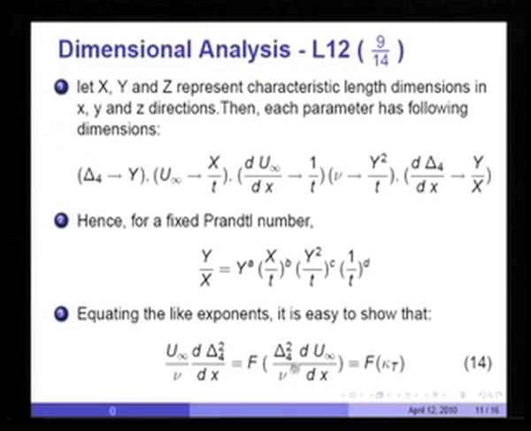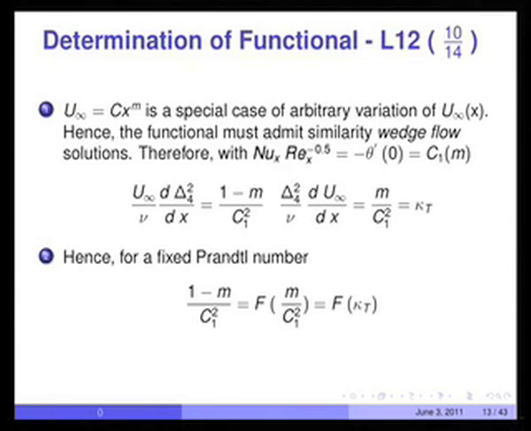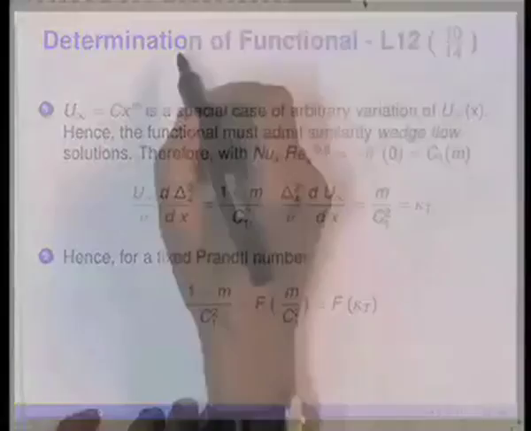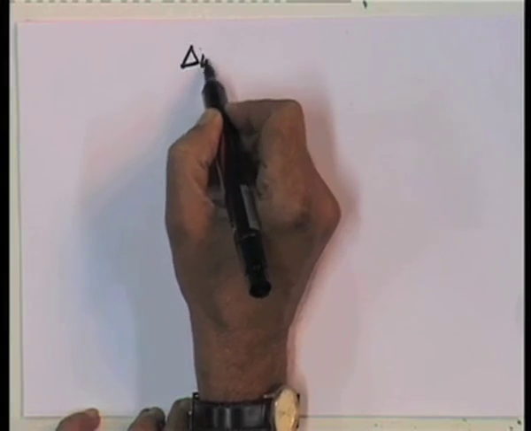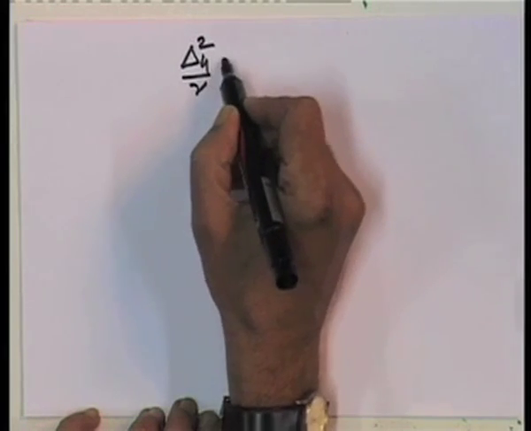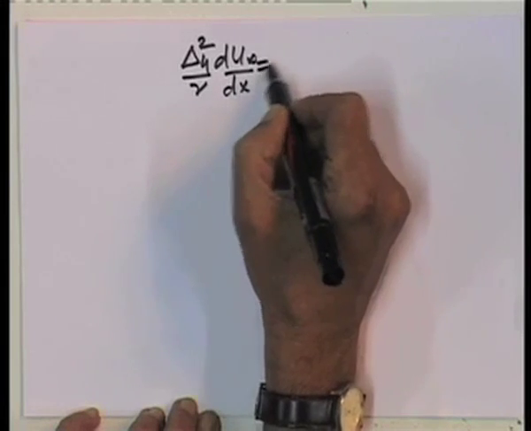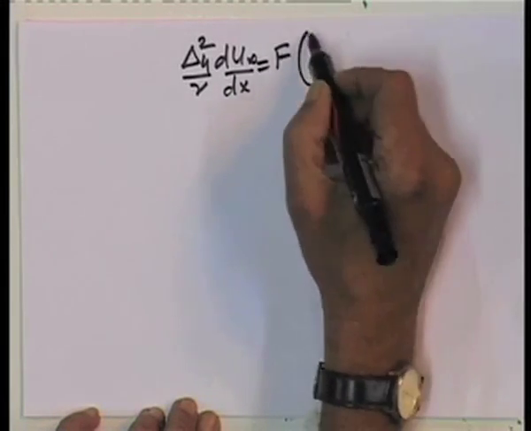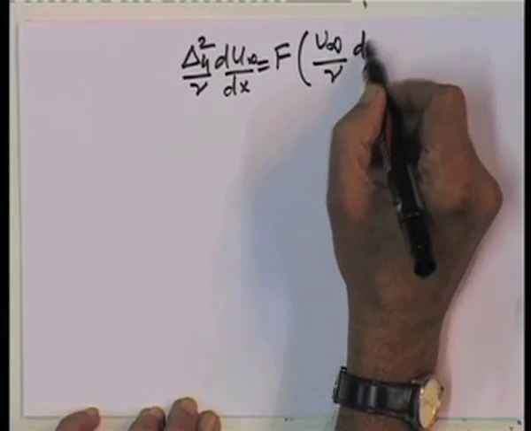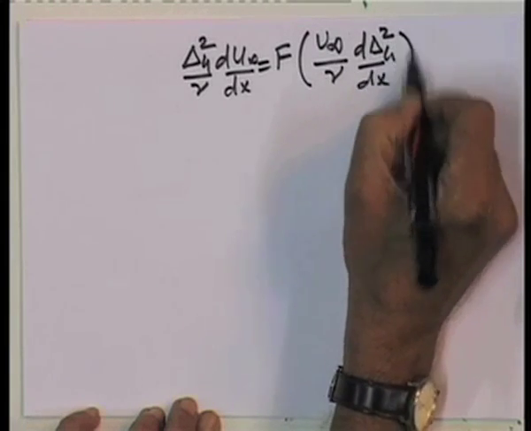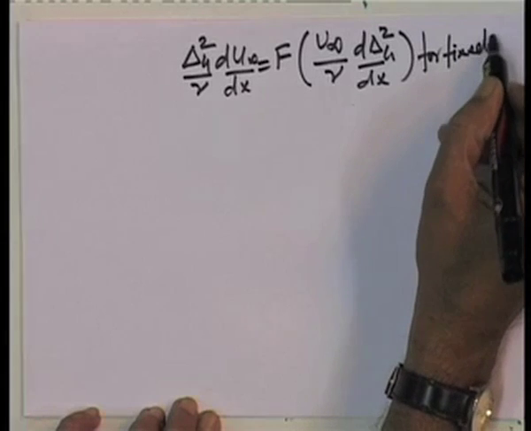So, we have a relationship very similar to what we had in the integral momentum equation, and therefore, I can evaluate both these quantities from the similarity solution u infinity equal to C x^m, which is nothing but a special case of arbitrary variation of u infinity, and the functional must admit similarity wedge flow solutions. For a fixed Prandtl number, conduction thickness squared divided by nu into du infinity by dx is a function of u infinity divided by nu d delta 4 squared by dx for fixed Prandtl number.